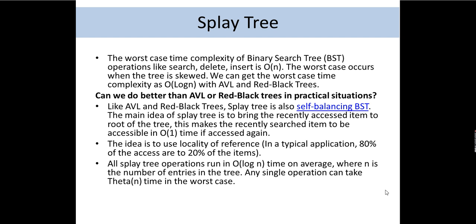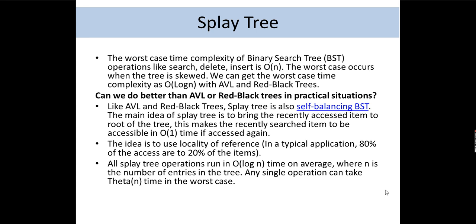The worst case time complexity of binary search tree operations like search, delete, and insert is big O of n. The worst case occurs when the tree is skewed. Skewed is when you get a single stream of child nodes in the tree. We can get a worst case time complexity of big O of log n with AVL and red black trees. So whenever your trees are skewed, you get a worst case time complexity of big O of log n with AVL and red black trees.